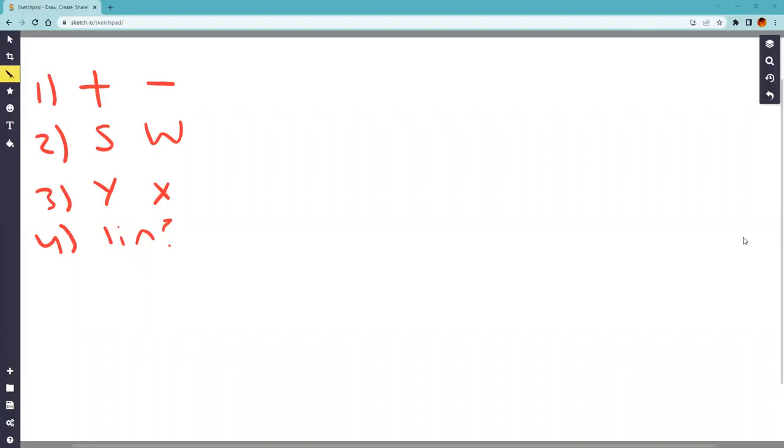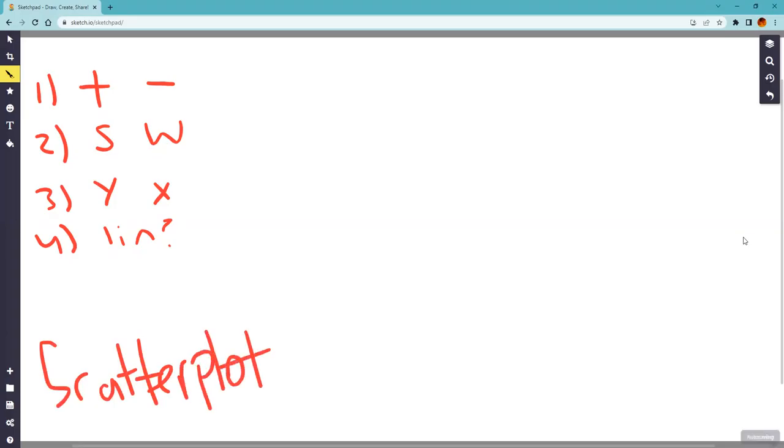So the next thing is when we're looking at a scatter plot, so this is about scatter plots. There are four things that we have to say when we're interpreting a scatter plot.